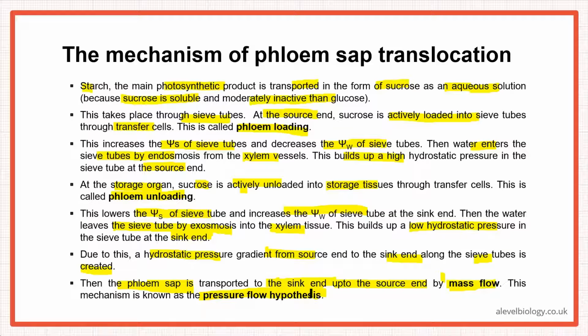So due to this, a hydrostatic pressure gradient is generated from the source end to the sink end along the sieve tubes, and then the phloem sap is transported to the sink end, and this is known as the pressure flow hypothesis.